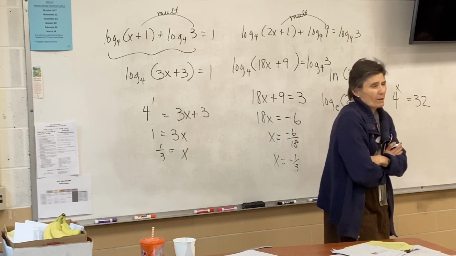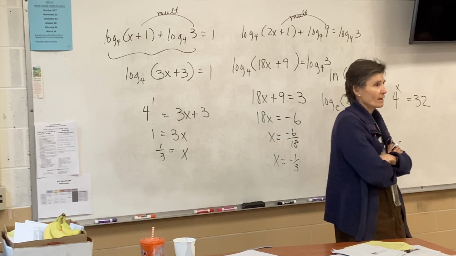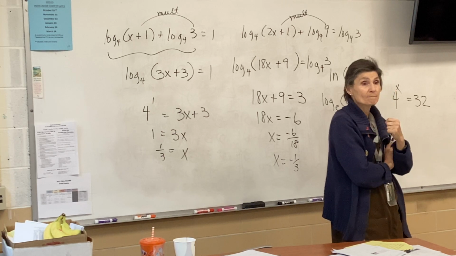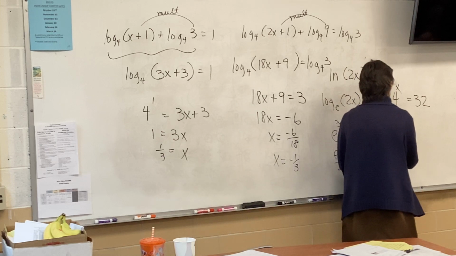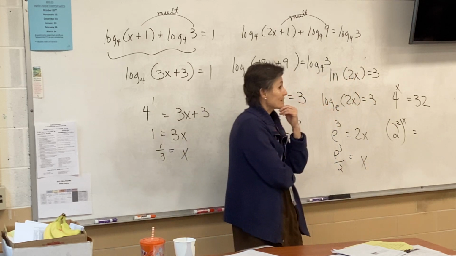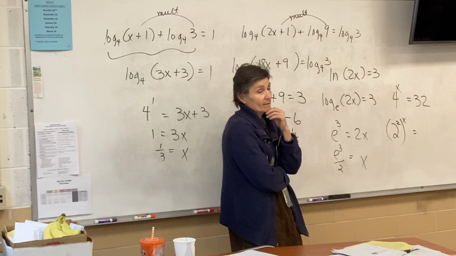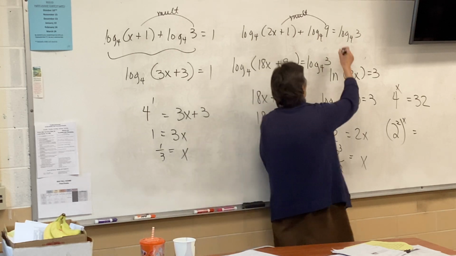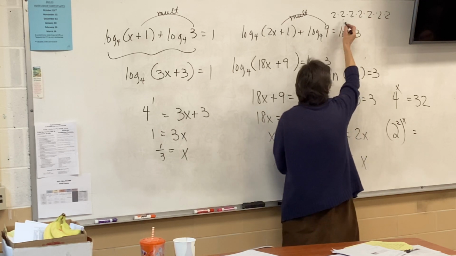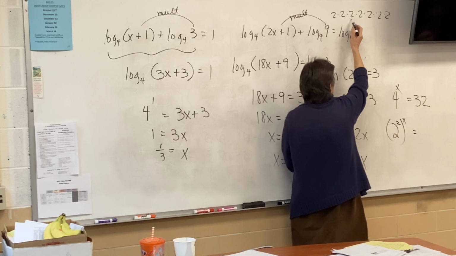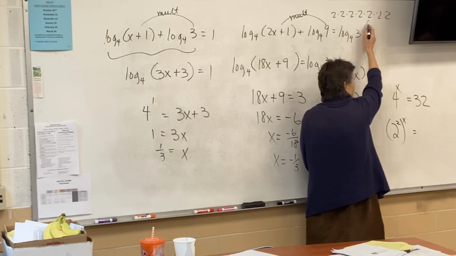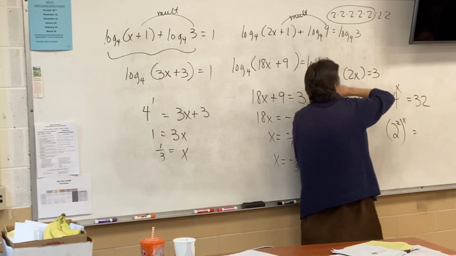4 and 32 are not random numbers. It's not like 4 and 31. What is special about 4? 4 is 2 squared. What is special about 32? It has to be 2 to something. It has to be. So what is it? Well, if you don't already know, just start doing it. So 2 times 2 is 4, times 2 is 8, times 2 is 16, times 2 is 32, so it took 5 of them.